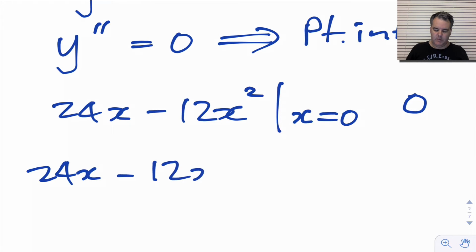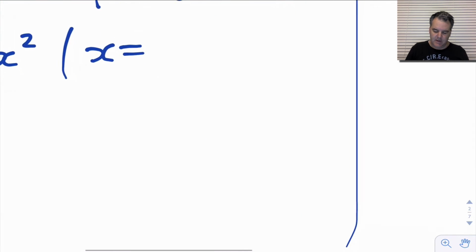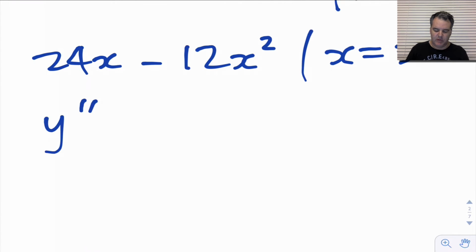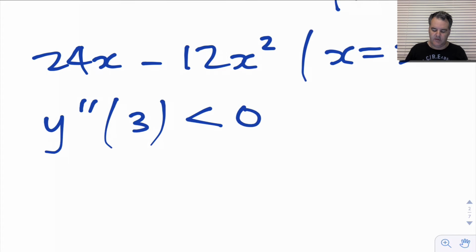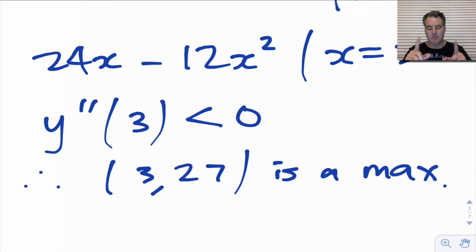24x minus 12x squared, given that x is equal to 3, the stationary value was x equals 3. So we're going to say y double dash 3, if you like, is, again, same thing, 24 times 3 minus 12 times 3 squared gives me negative 36. So it's less than 0. Therefore, x equals 3 is a maximum turning point, or a local maximum turning point. You'll see what I mean when I get to the graph.